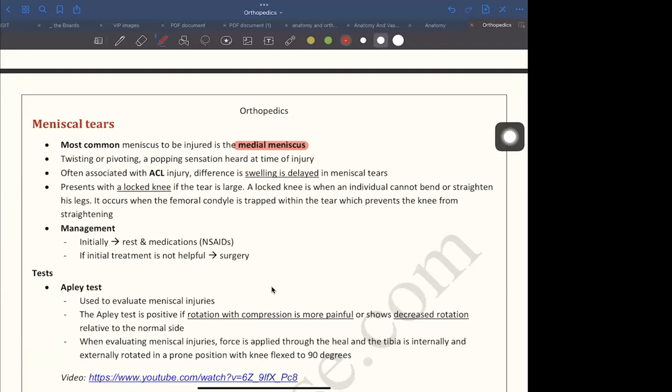Usually this is associated with ACL injury, and the difference is in the swelling, which is delayed in meniscal tear. So in ACL, the knee will be immediately swollen, but in the meniscal tear, it will be slightly delayed. The patient will present with a locked knee, but the patient will learn with time how to unlock their knee. The initial management is rest and medication, and later on you can do endoscopy, okay?